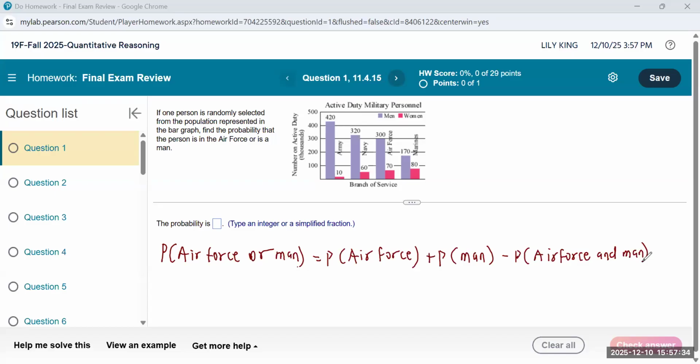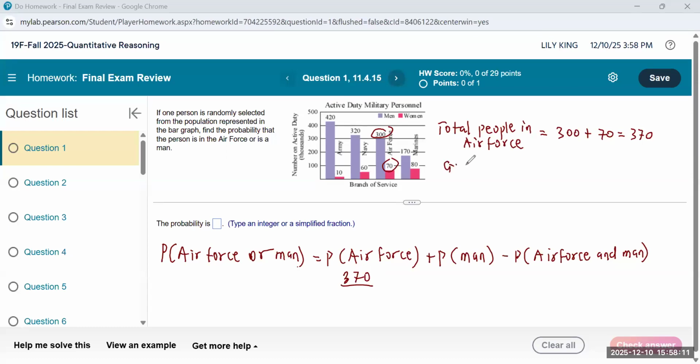All right, so let's find the probability of being in the Air Force. So total people in the Air Force. Total people in the Air Force, you're looking at 300 plus 70, which gives 370. That's your portion of interest.